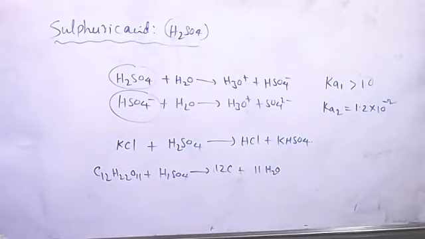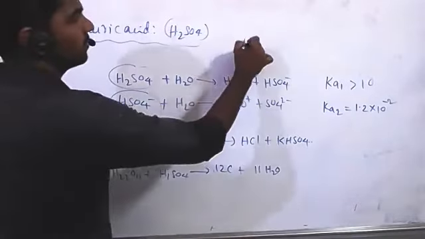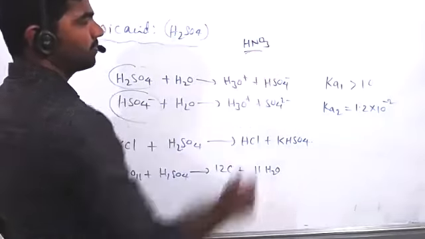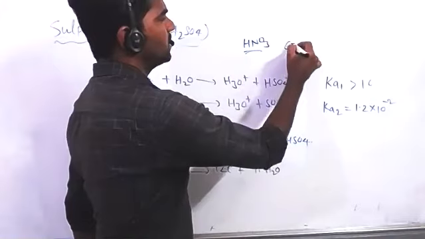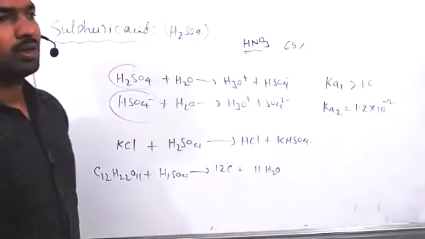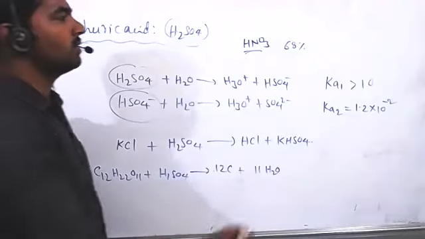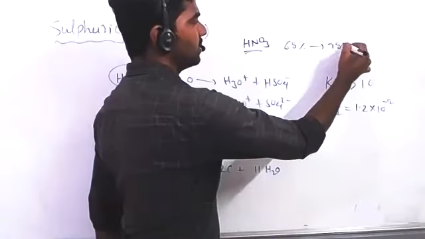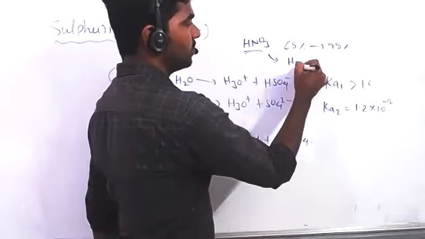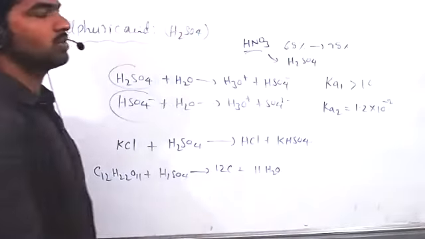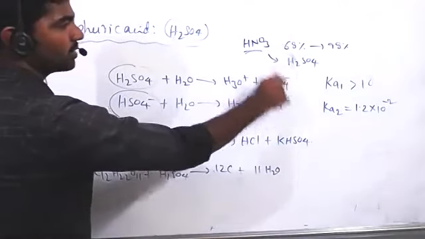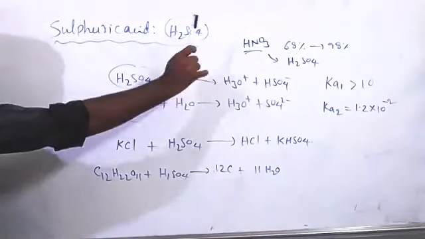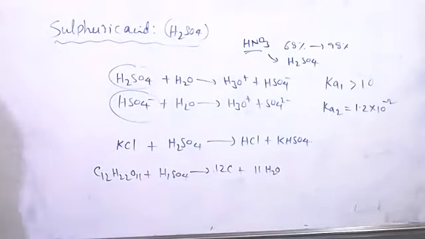I told one point yesterday, while preparing nitric acid in the Ostwald process, we are getting 68% HNO3. To increase its concentration further up to 98%, HNO3 is treated with H2SO4. During this process also, H2SO4 is acting as a dehydrating agent. To remove the water content, we are using H2SO4.